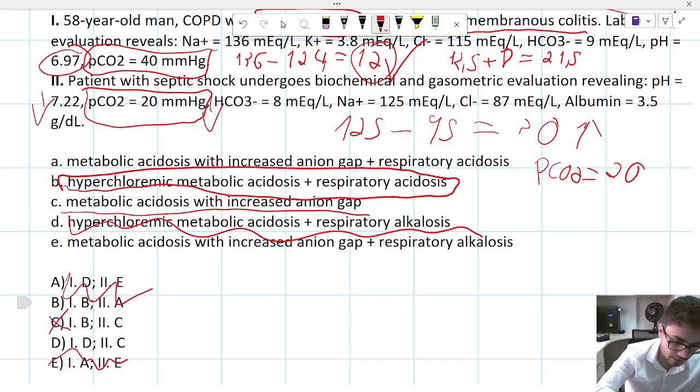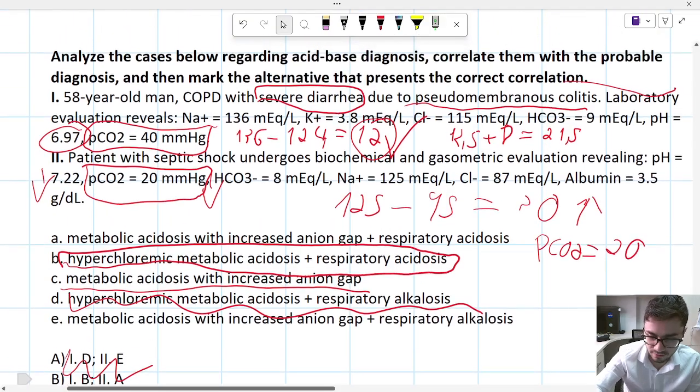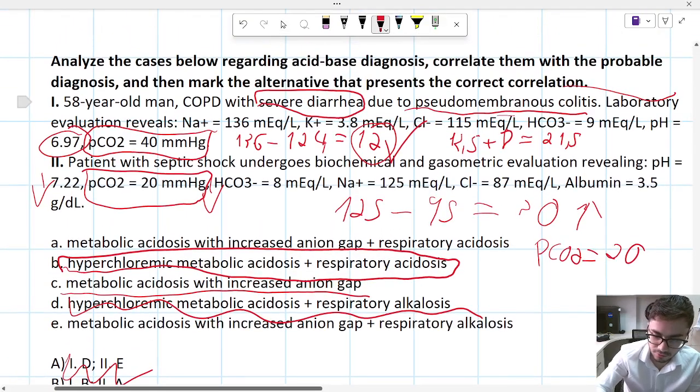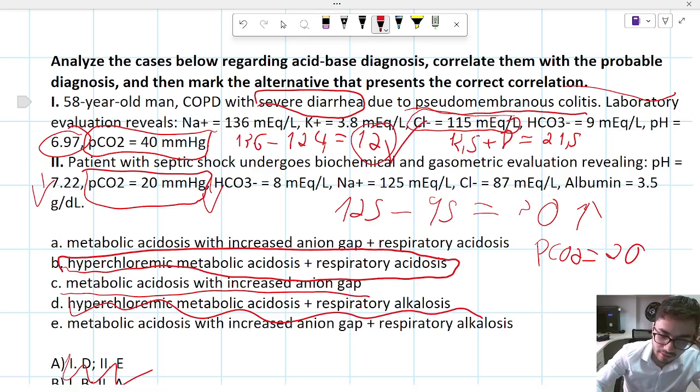Okay, guys. Why hyperchloremic? Because we have a higher value of chloride in here, guys, because of the severe diarrhea. So we end up with an increased value for chloride, guys.